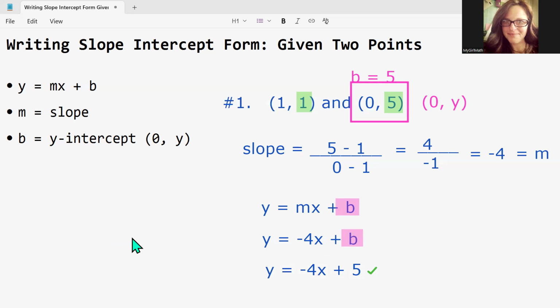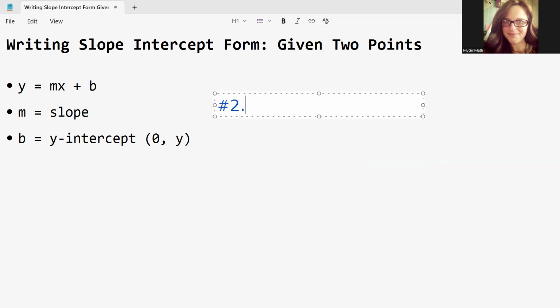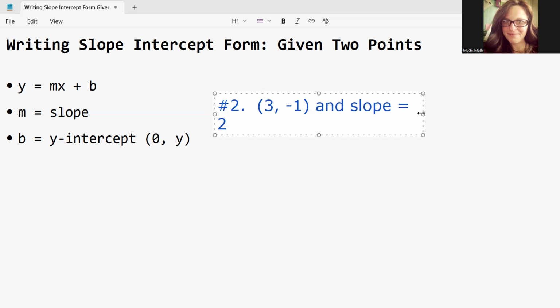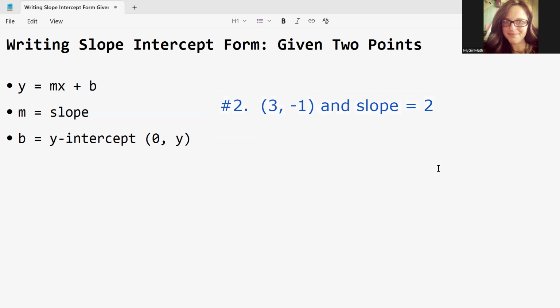Number 2. Let's write the equation of the line that passes through the point 3, comma -1. And I'm going to give you the slope this time. So we have our slope, m, is 2. So we can start writing our linear equation by substituting the slope 2 in for m.